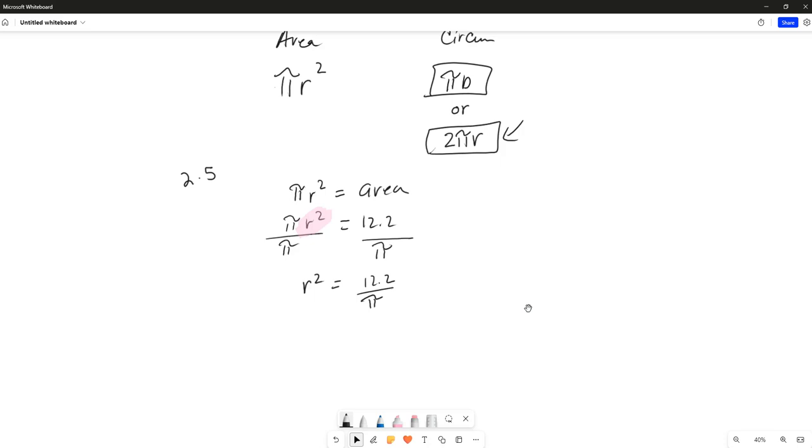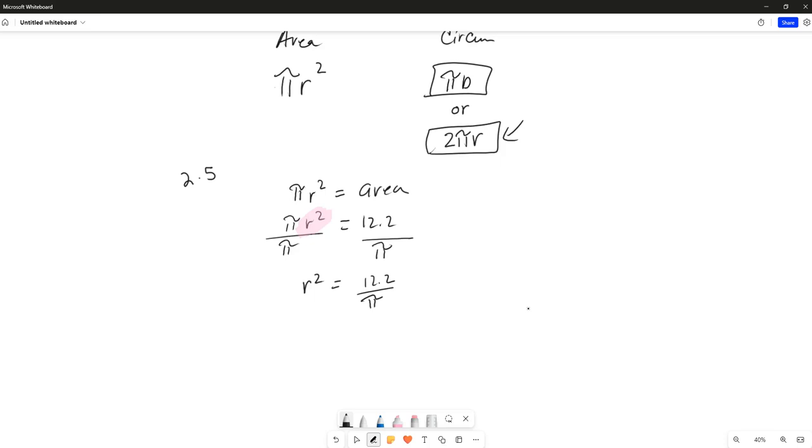And then, hold on just a second, guys. Yes? What? 12.2 divided by 3.14. Okay, I don't use the pi button. Just divide it by 3.14. I've got to figure out how to use the pi button.